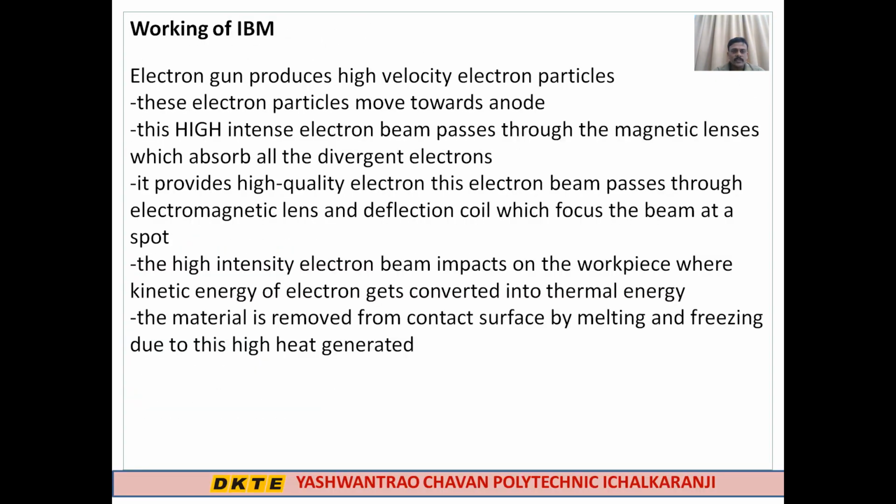Now here is the working of the EBM. The electron gun produces high velocity electron particles. These electron particles move towards the anode. This high intensity electron beam passes through the magnetic lens, which absorbs all the divergent electrons. Then it provides the high quality electron beam. This beam passes through the electromagnetic lens and deflecting coil, which focuses the beam at the spot. The high intensity electron beam impacts on the workpiece, where the kinetic energy of the electrons gets converted into thermal energy and the material gets removed. This is the overall working principle of EBM.